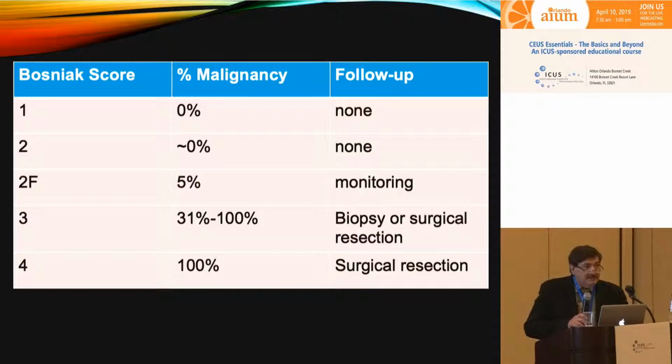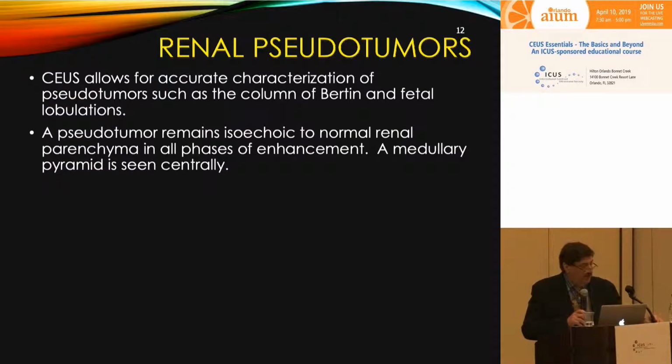If we see enhancement in a lesion, it's very suggestive of a malignant lesion unless we exclude a couple of benign lesions. And one of those is a renal pseudotumor or Hampton's hump.